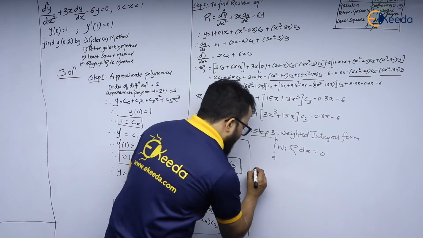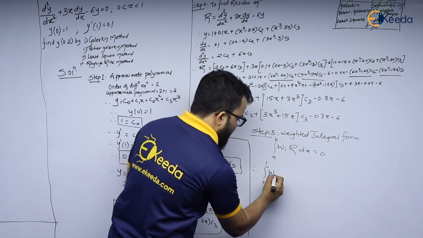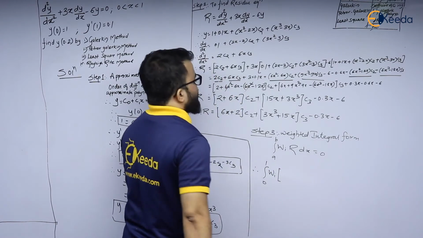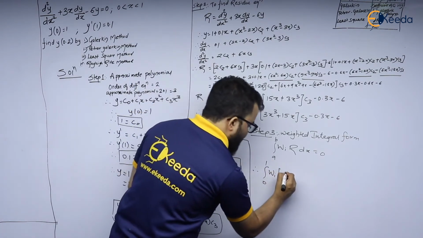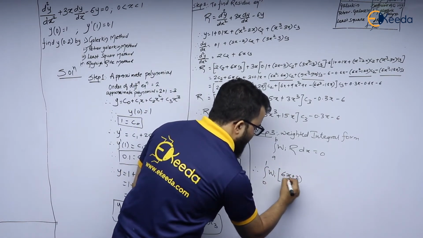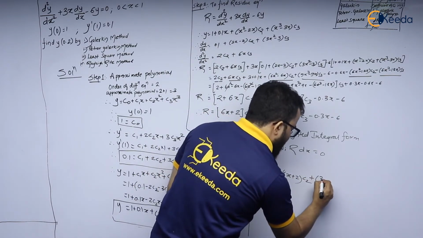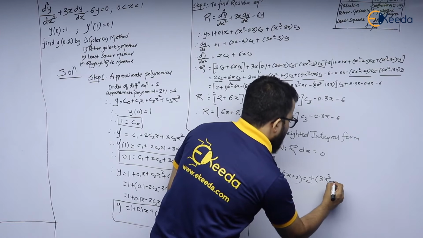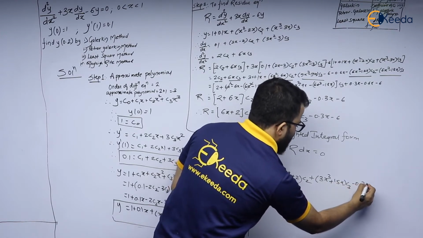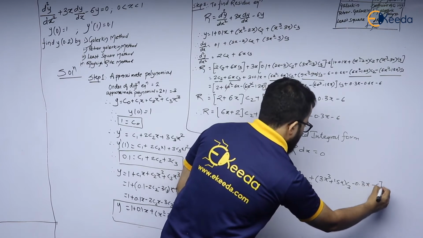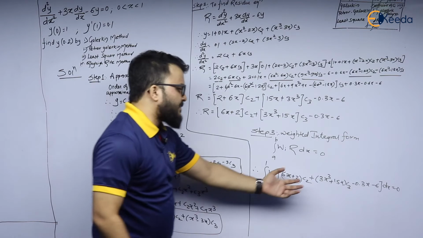So now my domain is 0 to 1. wi, which is our weight function, will be written as it is. r is our residue, which we find in step number 2. So this becomes the integral of (6x plus 2) into C2 plus (3x cube plus 15x) into C3 minus 0.3x minus 6, dx equals 0. So that is the end of step number 3.